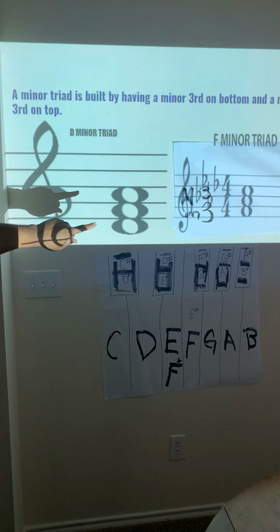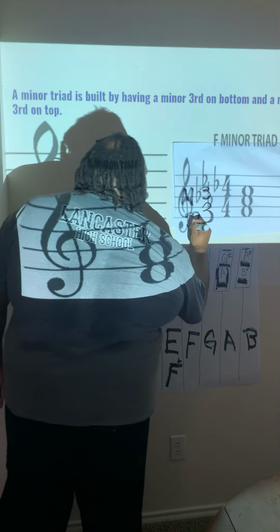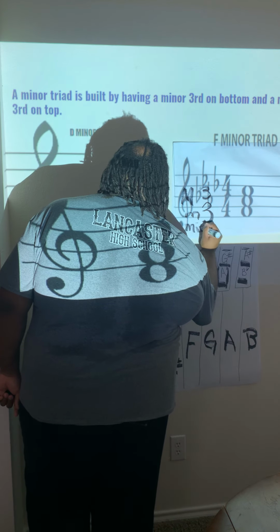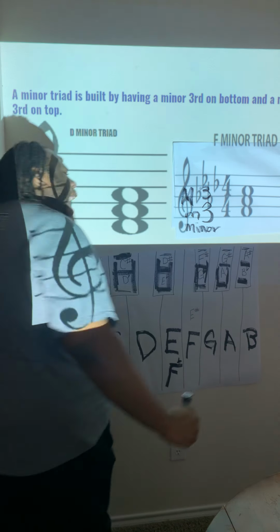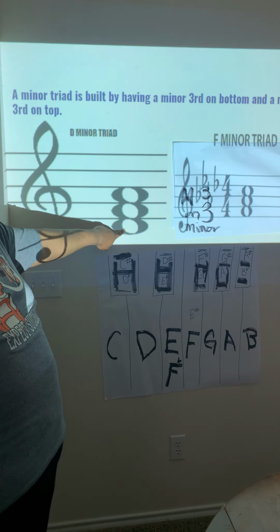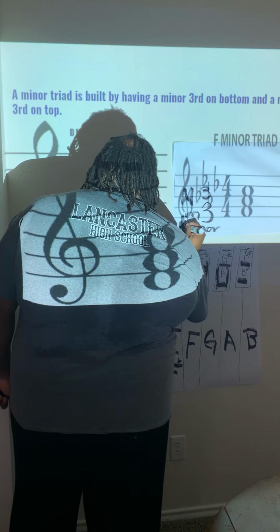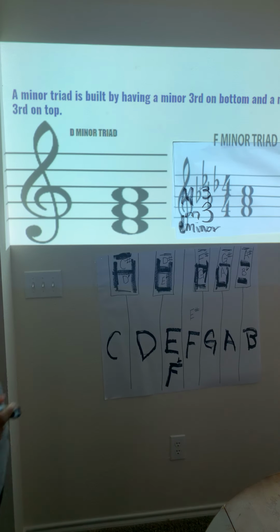So, a minor third on bottom, major third on top. That must be a minor chord. How do you know what minor chord it is? Whatever the bottom letter is, since that's a D, this is a D minor chord. Now you can't really see that that's a D, but I'm trying to.